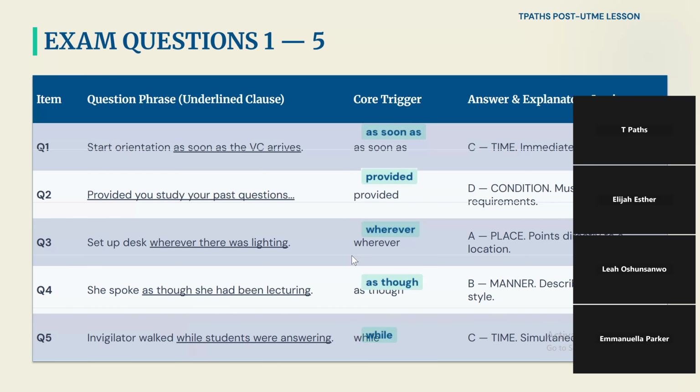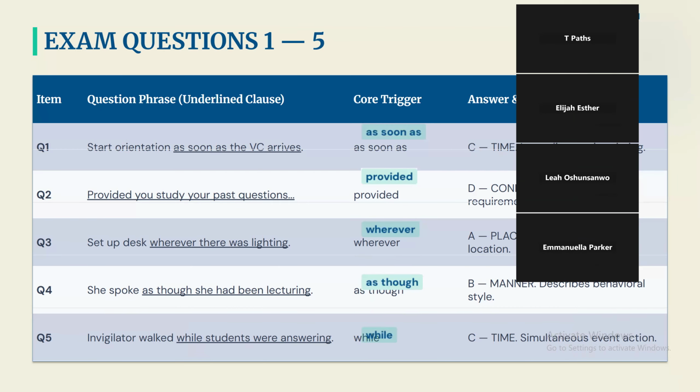And the next one, invigilators walked while students were answering. While explains what? Time. Simultaneous event action. It explains the time and simultaneous event action. So you can see that these questions are very easy.